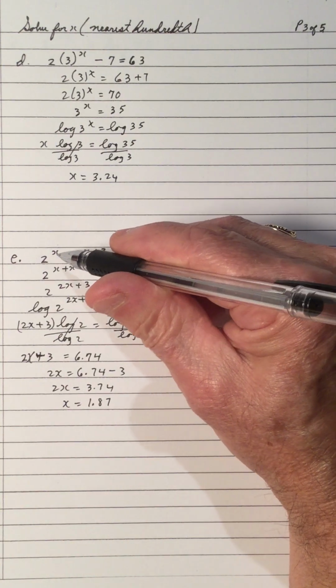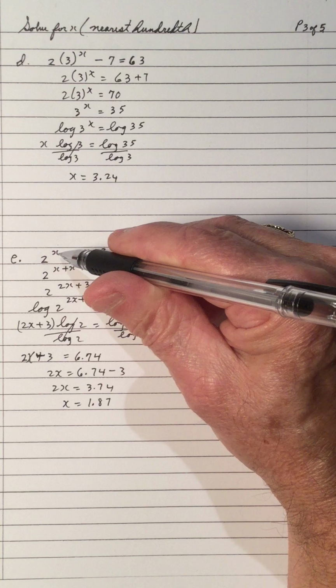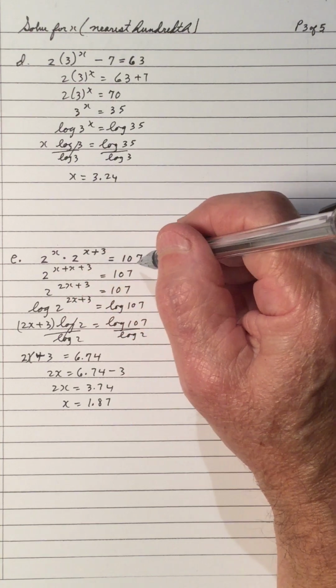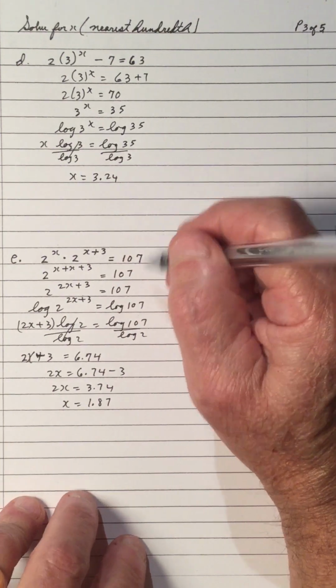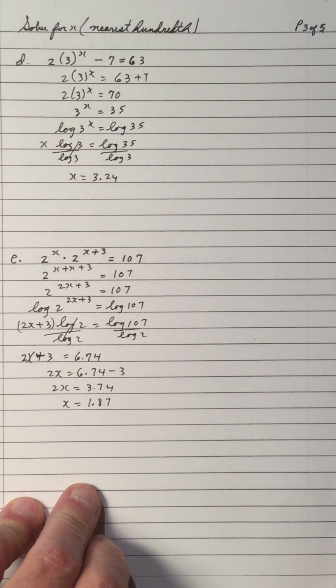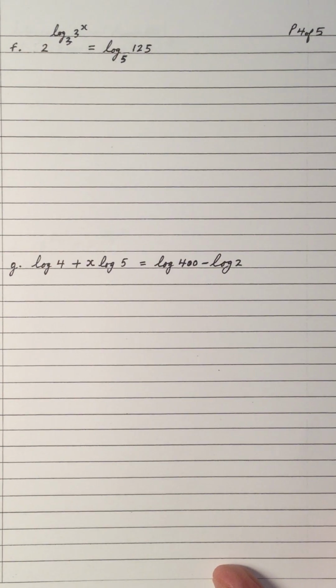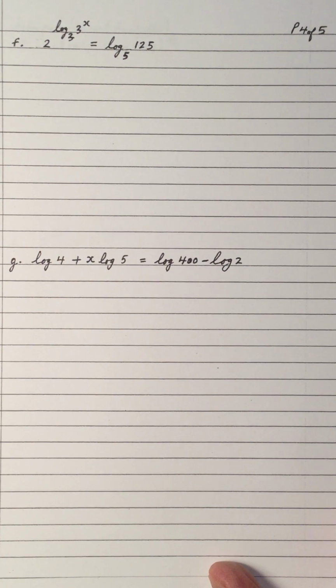Again, if you substitute 1.87 here and 1.87 here and work this out, you will get close to 107. Remember, the value you get is an irrational number. Let's continue. We have another equation that's a little bit different. I try to do different equations.